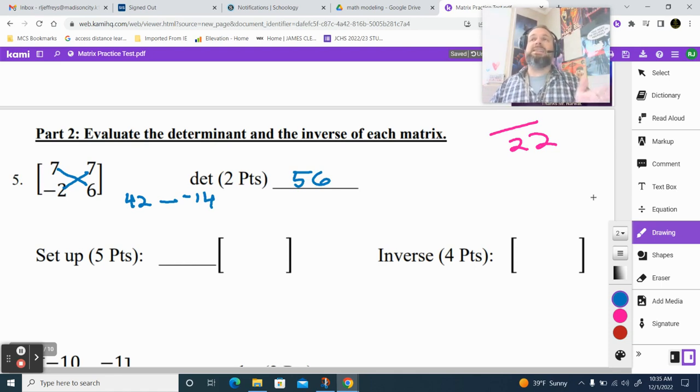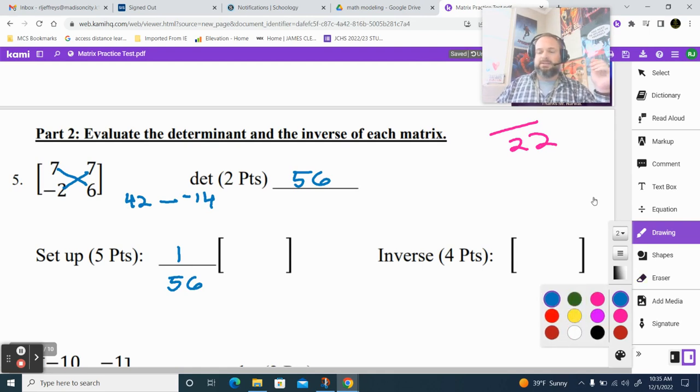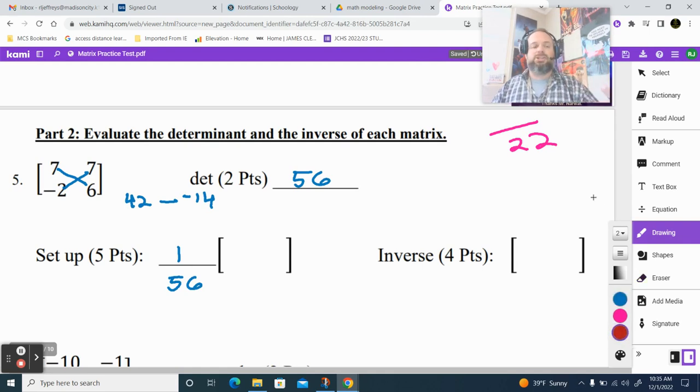Setting this up. This is like the reciprocal that was on the homework. So it'd be like 1 over 56. And then this right here is the augmented matrix. Augmented means change. So we would actually swap the 6 and 7. And then we'd multiply this 7 by -1 and this -2 by -1.